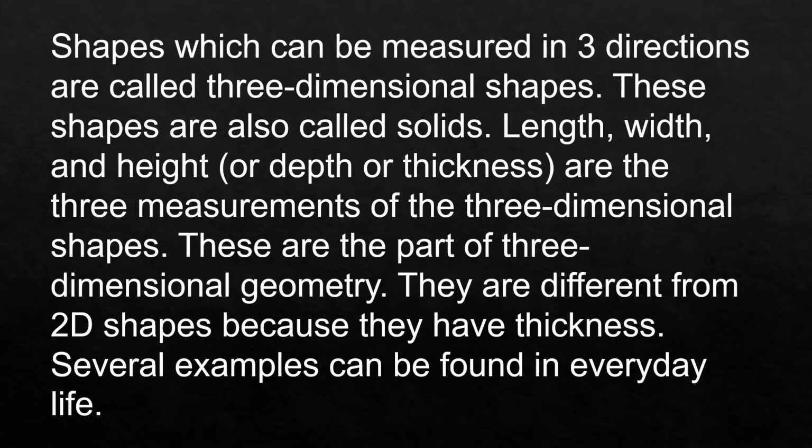These shapes are called solids. Length, width, and height, or the depth or thickness, we can say, are the three measurements of three-dimensional shapes. These are part of three-dimensional geometry. They are different from 2D shapes because they have thickness. Several examples of three-dimensional objects can be found in our everyday life.